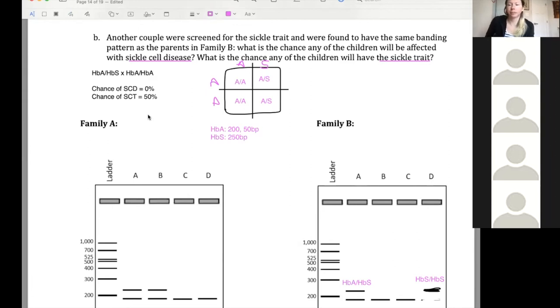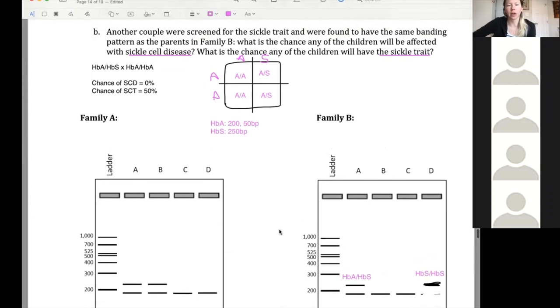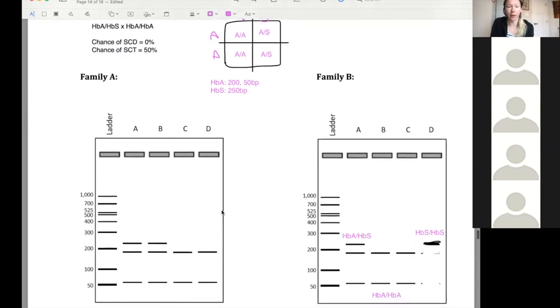Professor, are we going to have something in the exam like this that we analyze? Yes, there will be something with this kind of banding pattern, and you'll be asked to determine the genotype and phenotype. I don't remember if there is something calculating chance of disease or trait, but I do know there is something that looks like this on the exam, and you have to determine the genotype. Thank you.